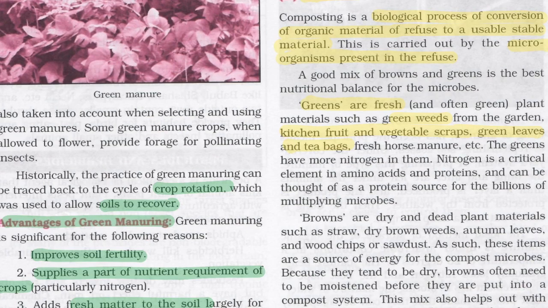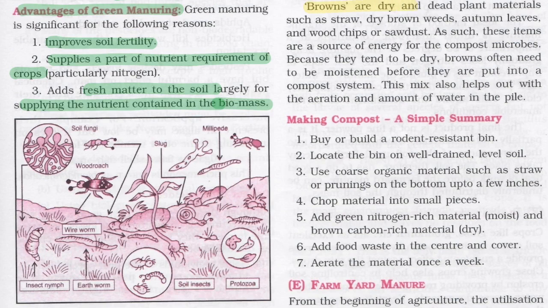So nitrogen is a critical element in amino acids and proteins, and it can be thought of as a protein source for the billions of multiplying microbes. Browns are dry and dead plant materials like straw, dry brown weeds, autumn leaves, and wood chips or sawdust. These items are the source of energy for the compost microbes. Because they are dry, browns often need to be moistened before they are used in the compost system. So this mix also helps with aeration and the amount of water in the pile.